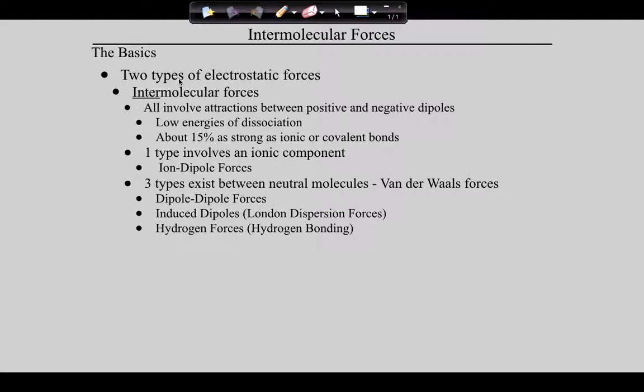Now guys, what you're going to find is this stuff is best learned not by taking notes, but by drawing pictures.